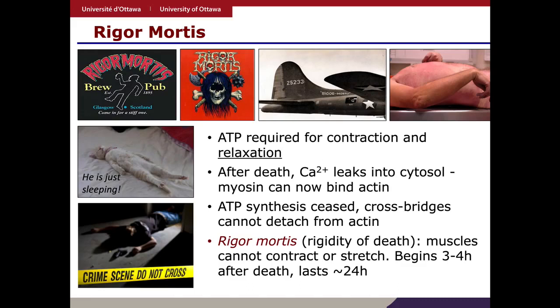This begins at about 3 hours after death and lasts about 24 hours. After that, the actin and myosin proteins themselves are broken down and the muscles become flaccid again.